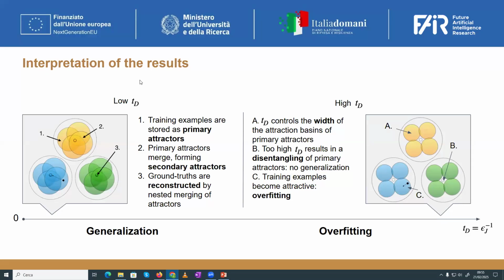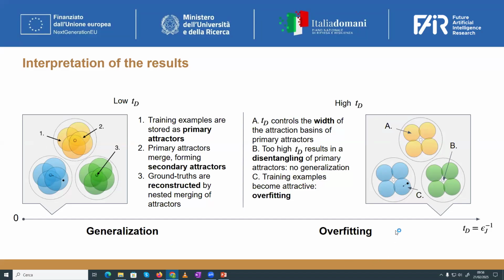But we also know from previous studies that this quantity TD here, which again is related to regularization parameters, controls the width of these attraction basins of the primary attractors. And so if we increase TD too much, we are perfectly disentangling the attraction basins of the primary attractors, so they can be still attractive. And this is an overfitting regime because it is possible to reconstruct training examples starting from a validation example rather than reconstructing the hidden ground features. So this is exactly an overfitting regime.